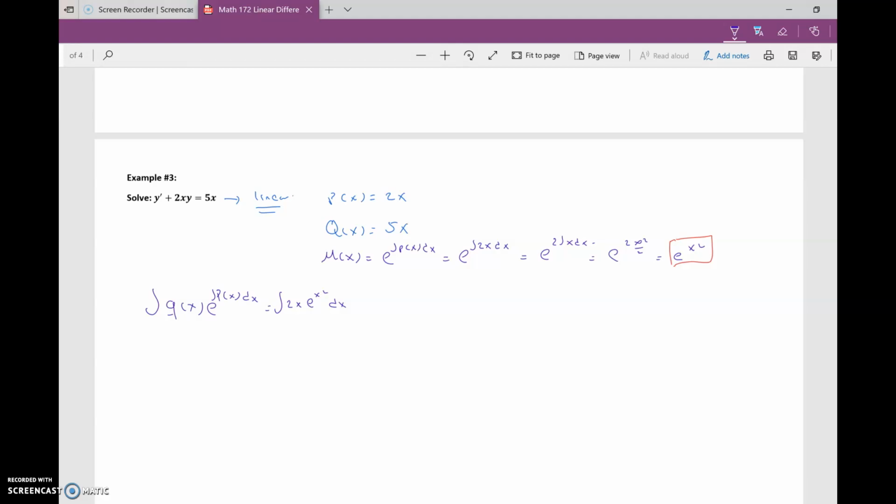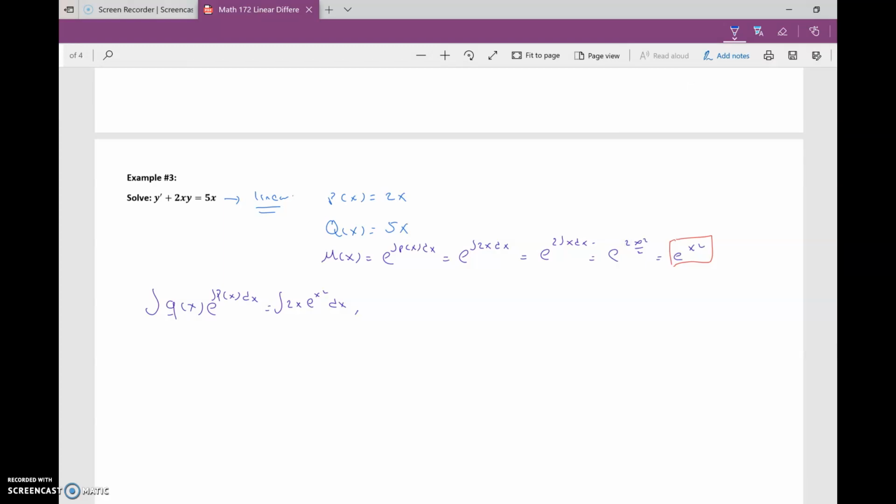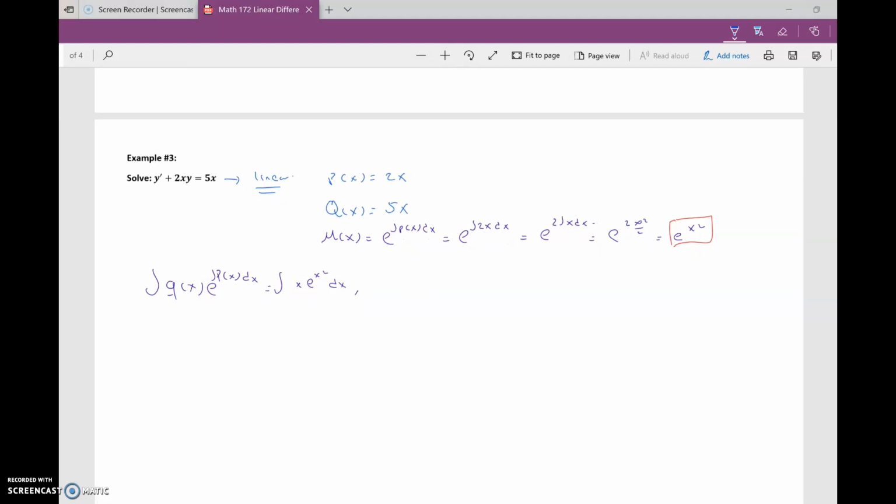So we could do a simple u substitution. So wait, give me just a second. Q of x is 5. So this is supposed to be a 5. Sorry about that.